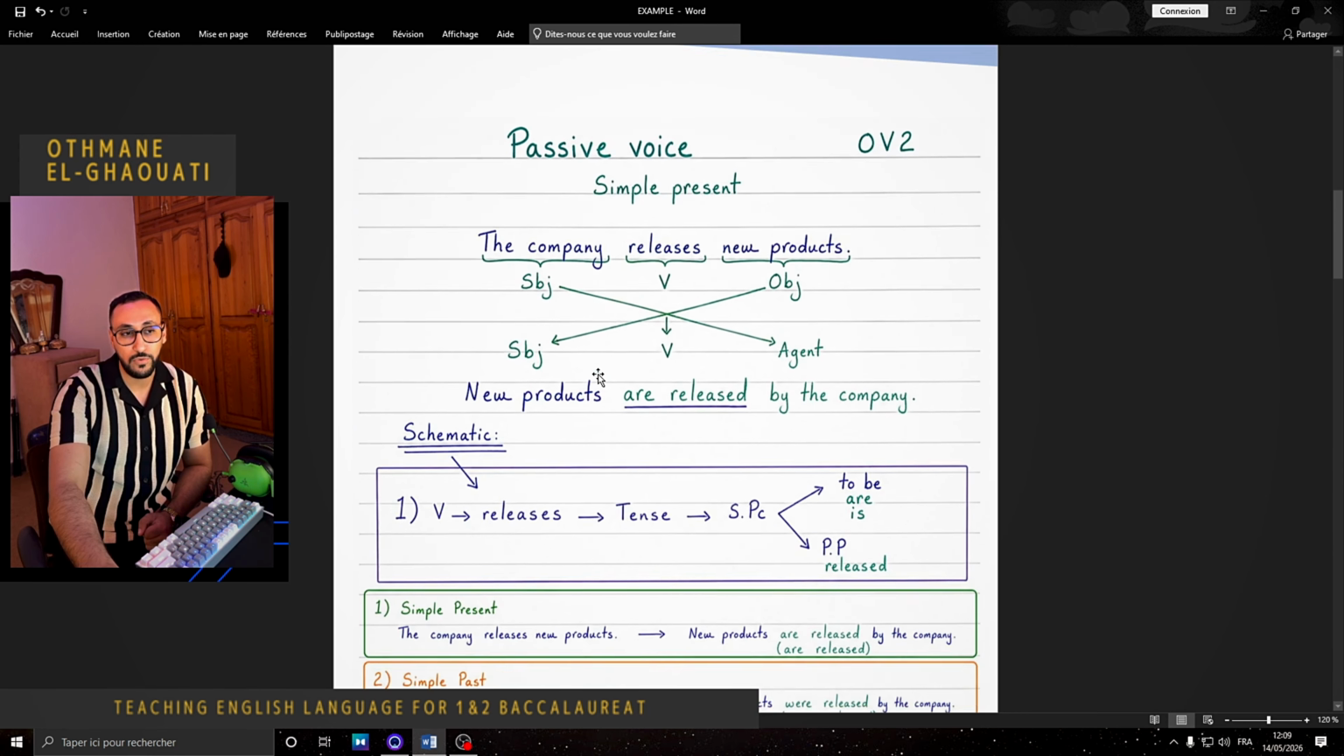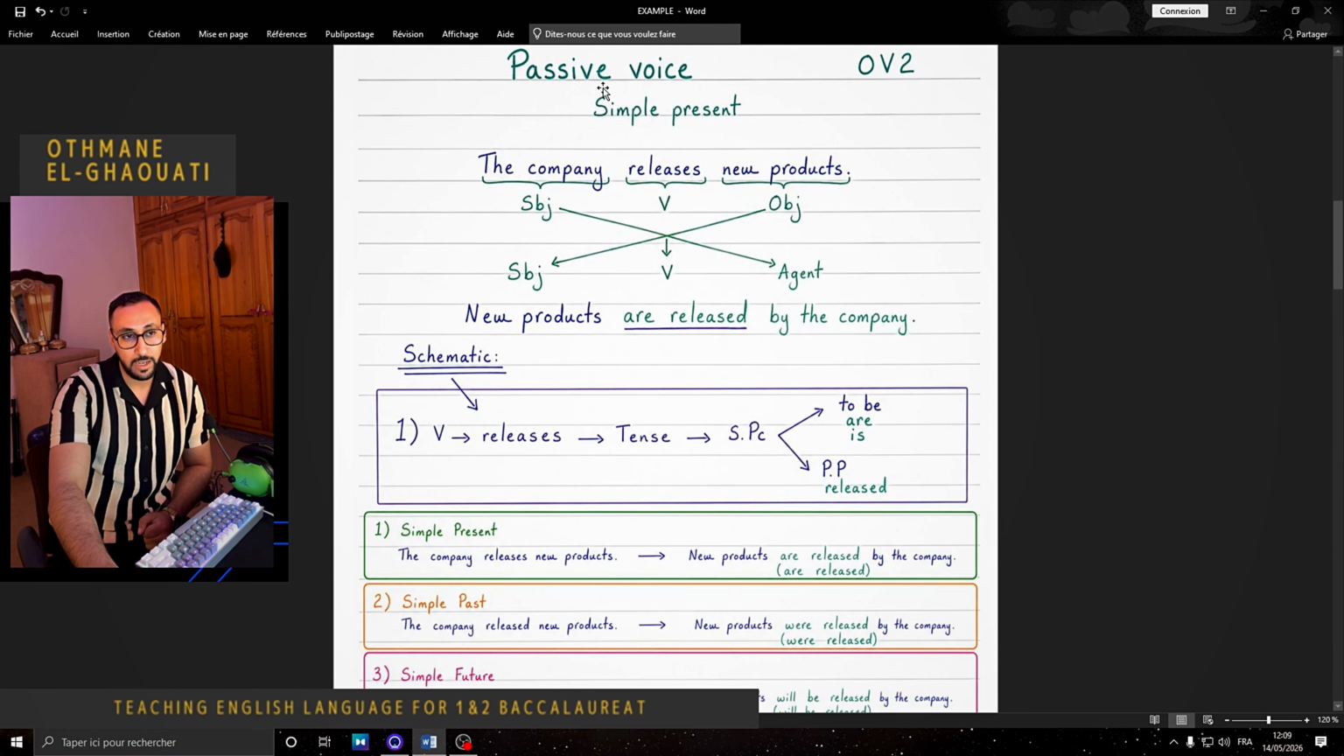Okay, now we move into this one. More about the simple present. We have here: the company releases new products. As we mentioned before in the examples, the company here is the subject, releases is the verb, and new products is the object. So the subject becomes an agent, the verb stays in its place, and the object becomes the subject. We saw the sentence with the object, which is new products. It's already given, for baccalaureate students.